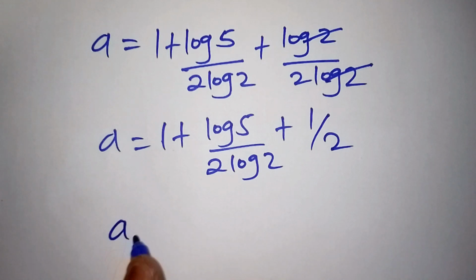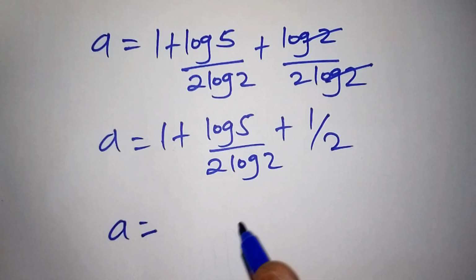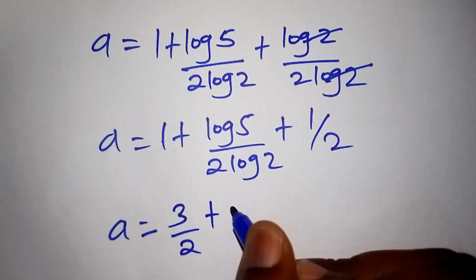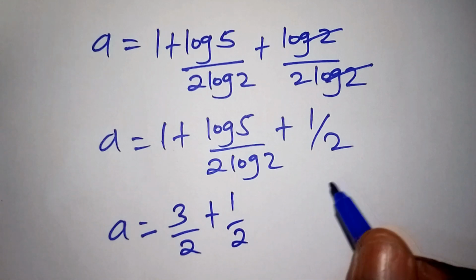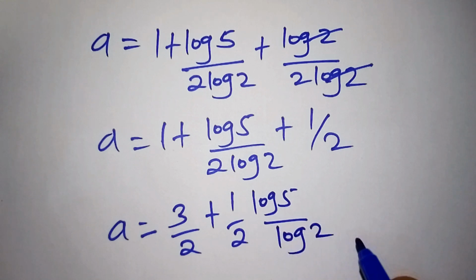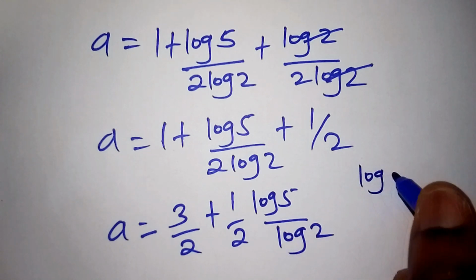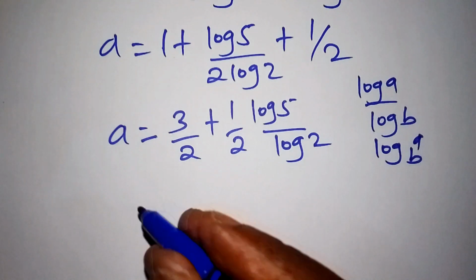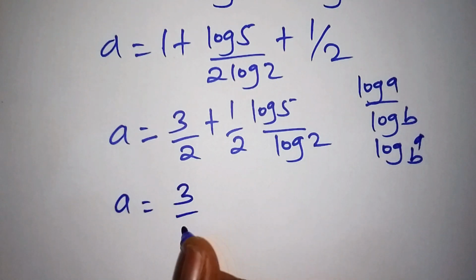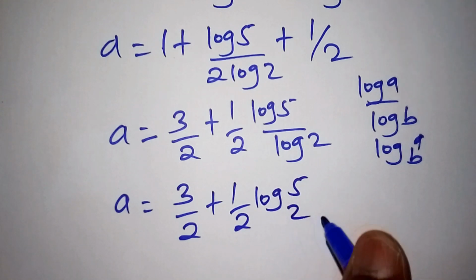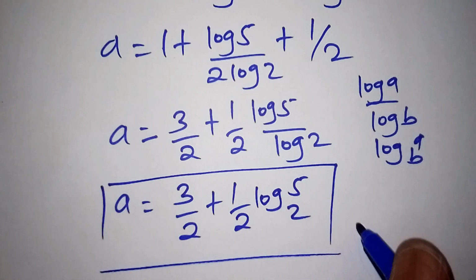So a equals 1 plus 1 over 2, which is 3 over 2, plus 1 over 2 times log 5 all over the log of 2. Suppose we have the log of a all over the log of b, this can also be written as the log of a to the base b. Finally, we conclude that our value for a equals 3 over 2 plus 1 over 2 the log of 5 to the base of 2. This now qualifies to be our correct answer.